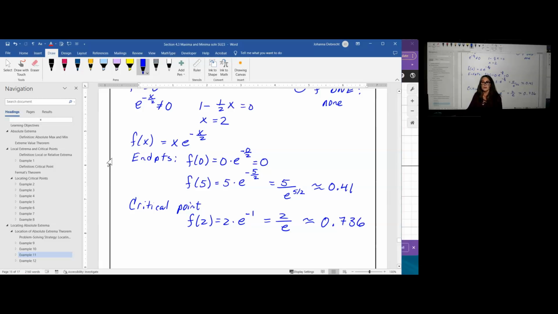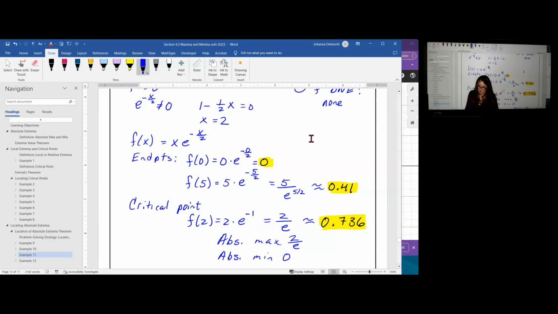When I compare the three values that I got, the two endpoints and the critical value's y value, I can see that my absolute maximum is 2 over e, and it occurs when x equal 2. And my absolute minimum is 0.